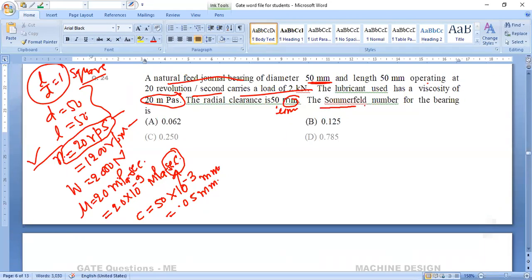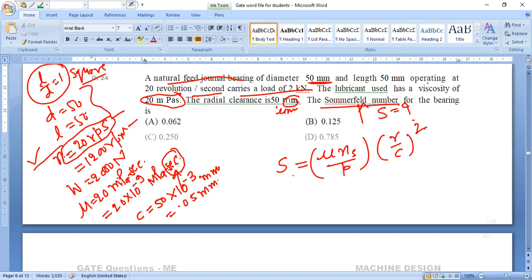The Sommerfeld number for the bearing is. Now, the question is asking about the Sommerfeld number. You have to calculate S, the Sommerfeld number. So the formula for the Sommerfeld number is mu times N_s by P, times R by C whole square. It is the formula for the Sommerfeld number.